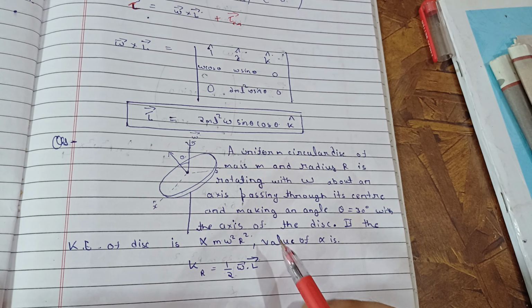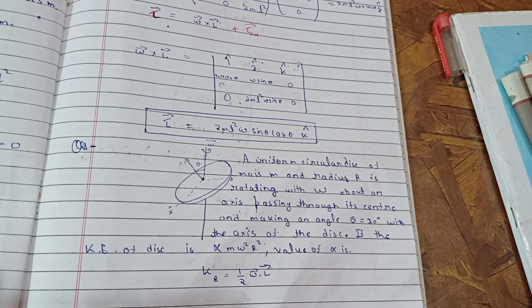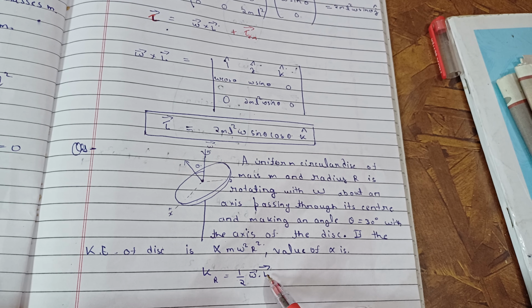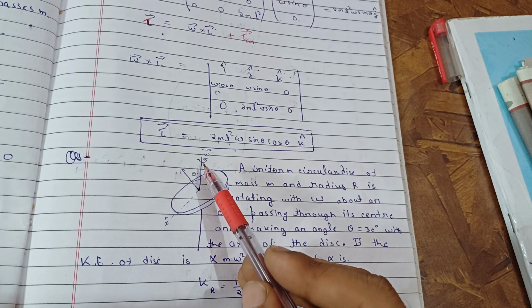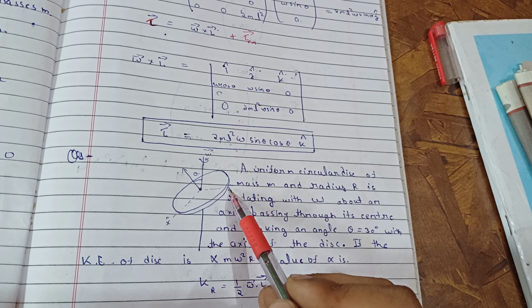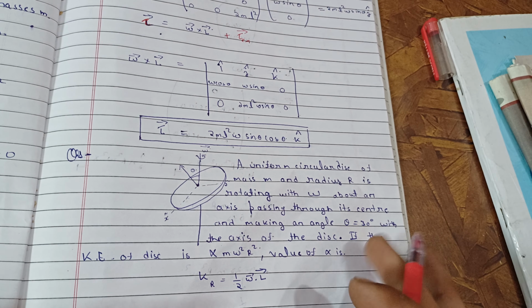Now what is needed here? We need to calculate this alpha, and this is kinetic energy, and the formula for kinetic energy is 1/2 ω dot L. So first we need to find this L. L can be calculated if you know the moment of inertia tensor, and omega you can write as ω cos θ and ω sin θ. So it will be ω sin θ j cap, or y cap, and ω cos θ k cap. That's how you can write this.